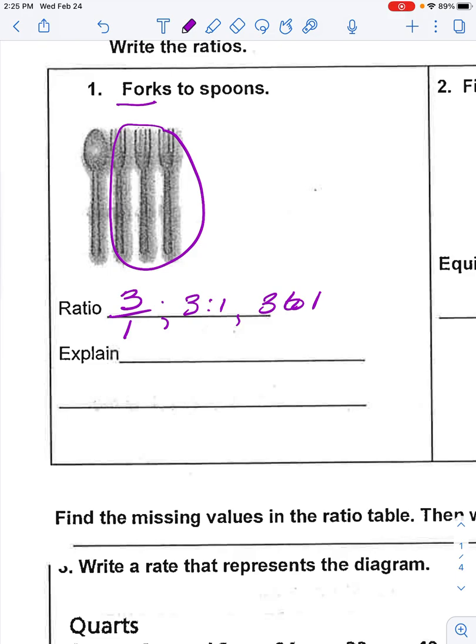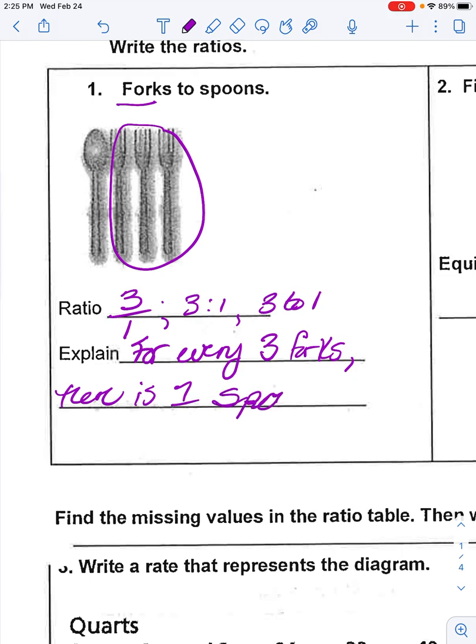And then explain. Your explanation would be, for every 3 forks, there is 1 spoon. Okay, and if people know that, then they can make equivalent larger ratios. Okay.